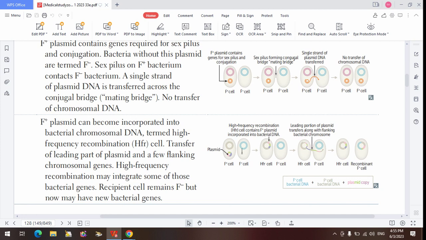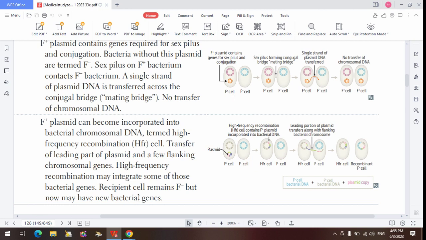When a recombinant is transmitting to an F negative, it doesn't make it F positive. It just makes that F negative another recombinant, because we've said that a recombinant only transmits a portion of the plasmid. You need the whole plasmid to move before you can form F positive. So for this recombinant to become F positive, it needs to combine with another F positive cell that is not recombinant. Do you guys get it now?